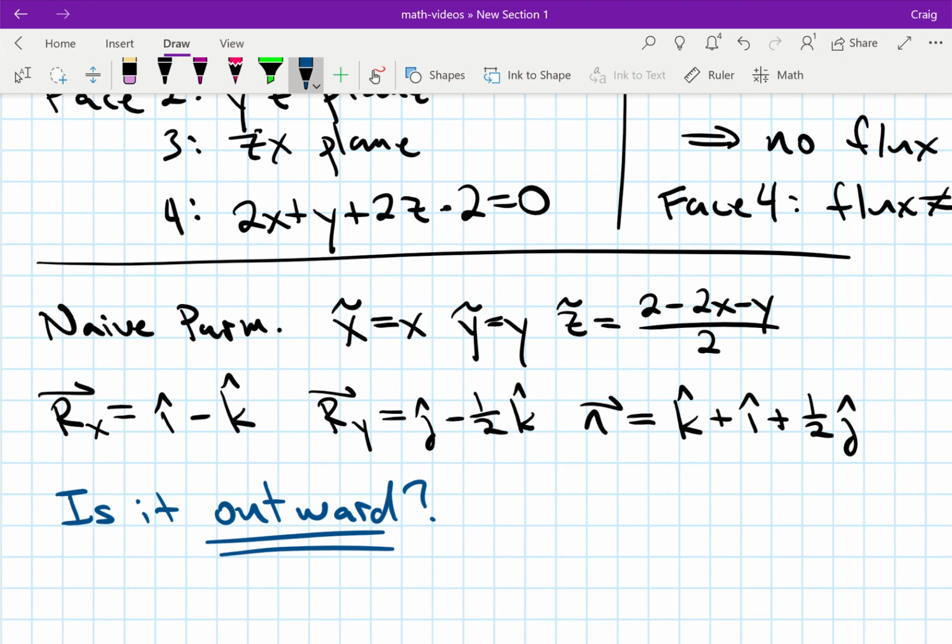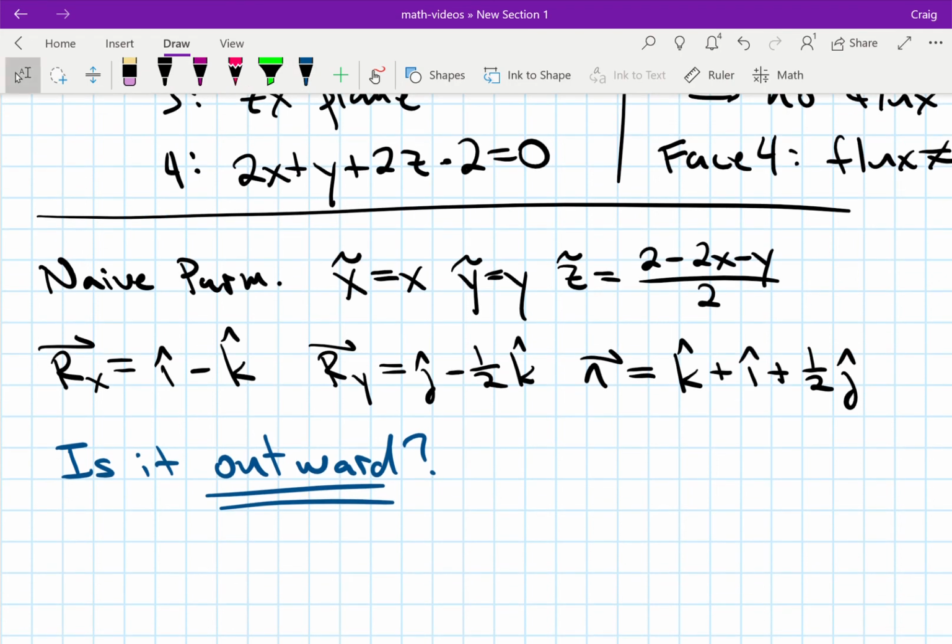And in this case, yes. So we just have to look, and we see that this thing is pointing out of our tent, not into our tent. So we got lucky, and we chose the right parameterization that would give us an outward normal vector. Otherwise, we would have to put a minus sign on it so that it was pointing out. But this one is naturally pointing out.